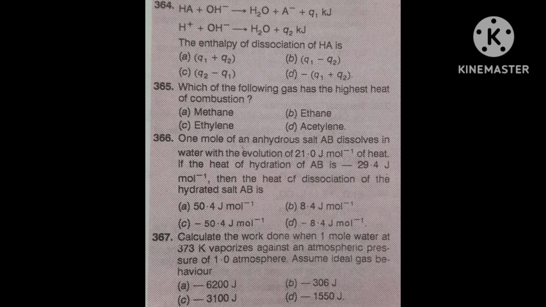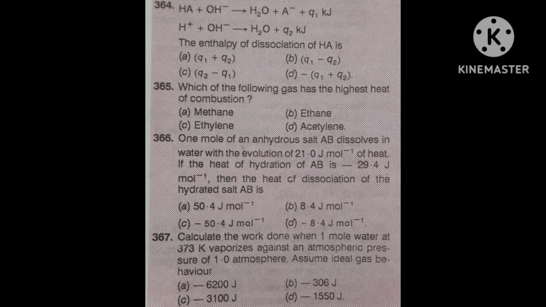Ethane, 6 hydrogen and 2 carbon. 6 plus 2, 8. Ethylene, how much? 2 carbon, 4 hydrogen. Total 6. Acetylene, 2 carbon, 2 hydrogen. Correct? And the correct answer is ethane.